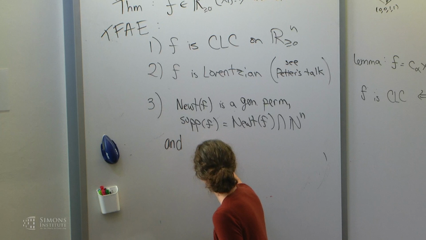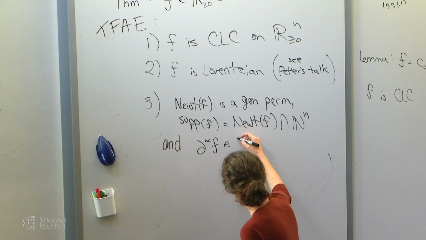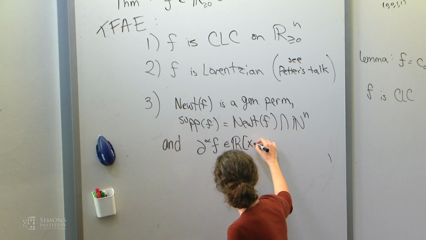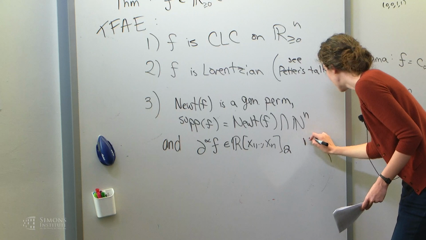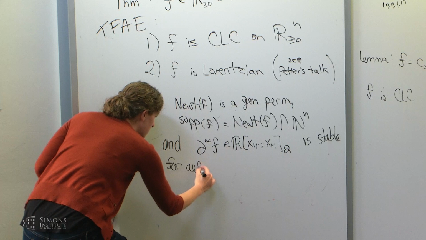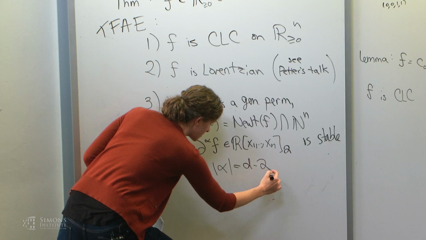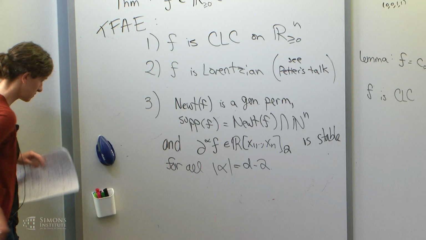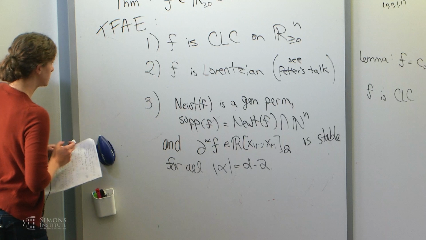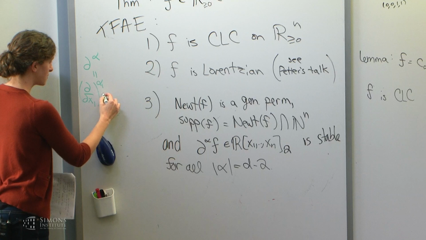And then the last thing, the more relevant one, is that if you take derivatives in coordinate directions until you get a polynomial that's homogeneous of degree 2, this is stable, for all vectors of size d minus 2. And really, by this, I mean, D alpha I'm using as shorthand for: take the derivative with respect to x1 alpha 1 times, and the derivative with respect to xn alpha n times.